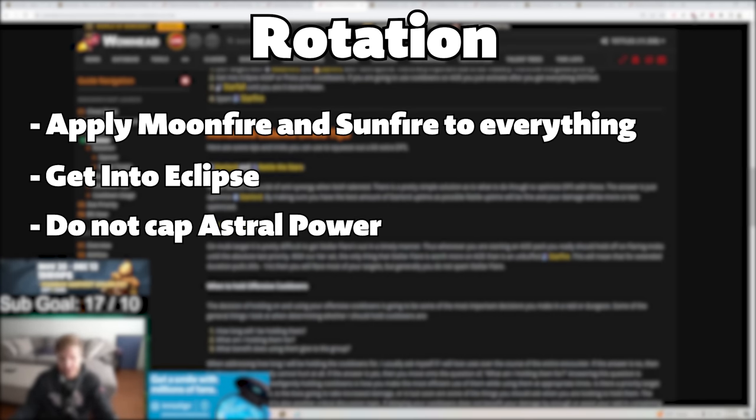Then after that, looking to not cap Astral Power, you Starsurge single-target priority mobs, and you Starfall AoE starting at 2 targets. It's also notable that Starfall now stacks, and so you're able to put more than 1 out at a time.